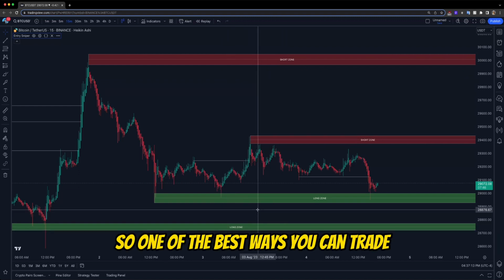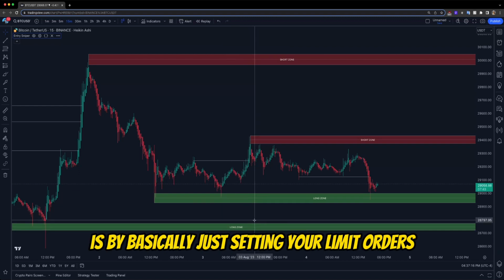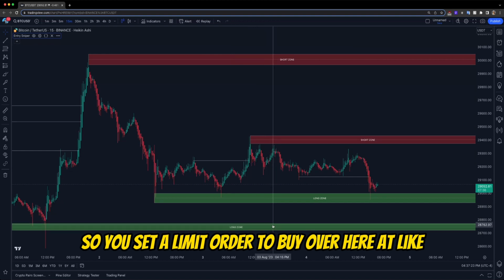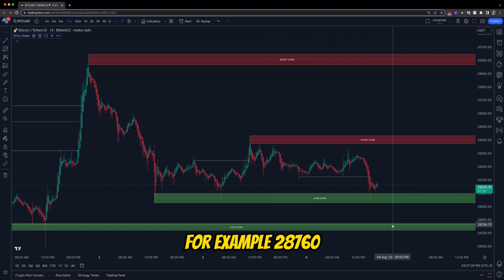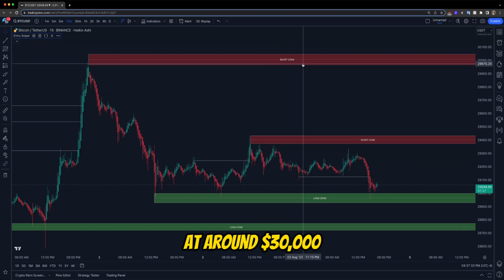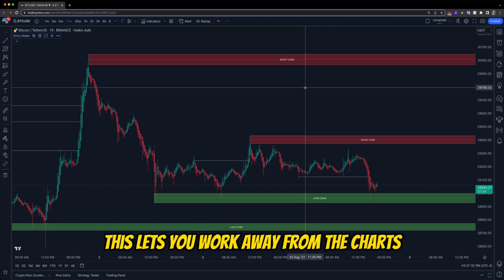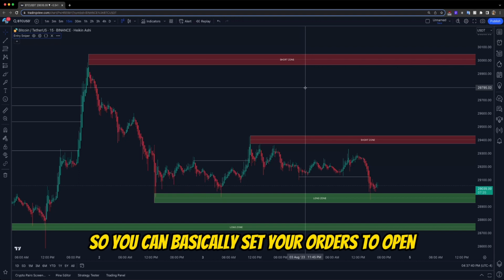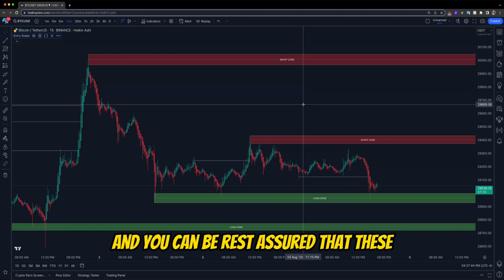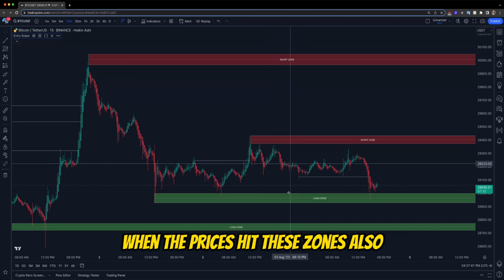So one of the best ways you can trade is by basically just setting your limit orders to strike when the price hits either one of the zones. So you set a limit order to buy over here at, for example, 28,760, and you set your limit order to short at around $30,000. This lets you work away from the charts. So you can basically set your orders to open and walk away from the computer, and you can be rest assured that these orders will trigger when the prices hit these zones.